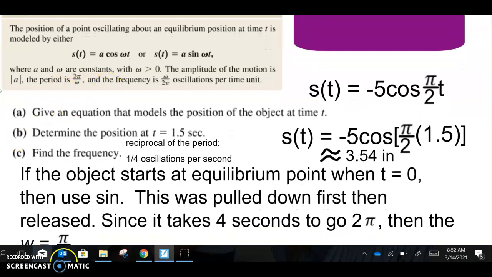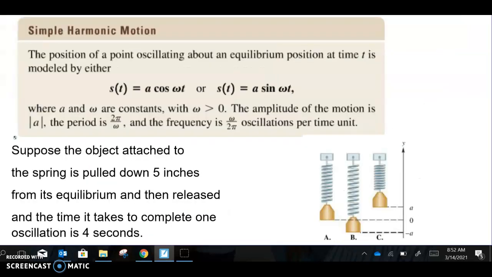I don't know if you got that the period was 4. The period is how long it takes to do one cycle, right? It takes 4 seconds. They told me the period was 4 from the very beginning. How long does it take to complete one oscillation? 4 seconds. That's my period.